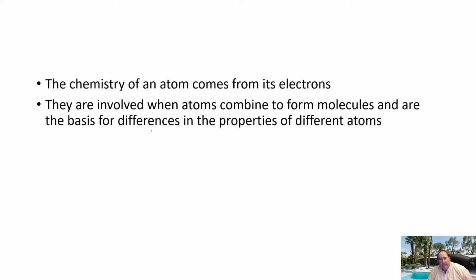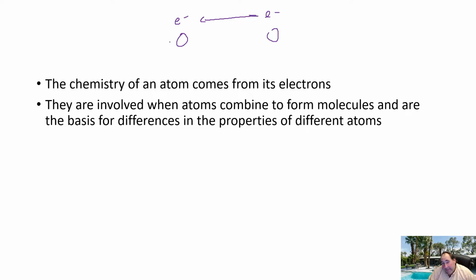So let's talk a little bit about the chemistry of atoms. In normal chemical reactions, as we've touched upon, pretty much it's all about that making and breaking of bonds, and that's all about electrons. So the chemistry of atoms really comes from electrons. They're involved when atoms get together. Maybe just think about the structure of the atom that we just talked about. We have our nucleus and electrons on the outside.